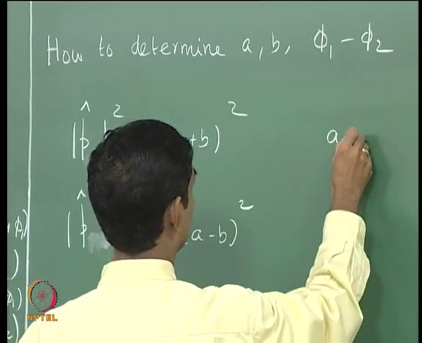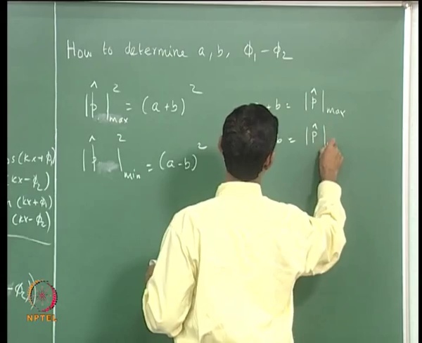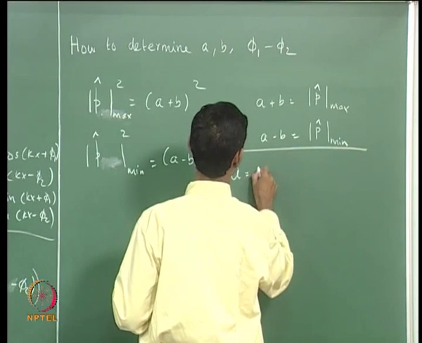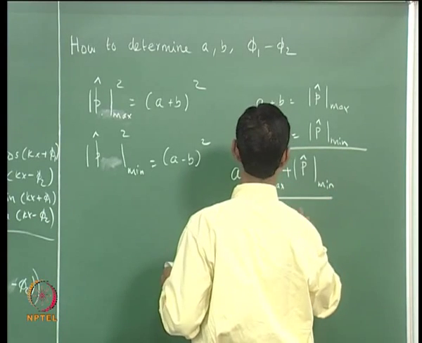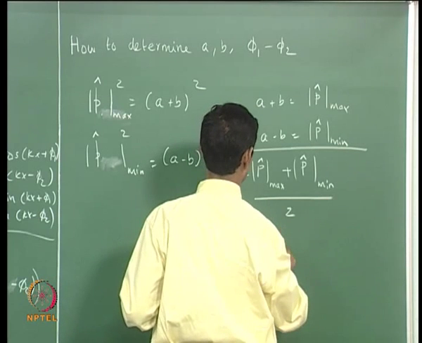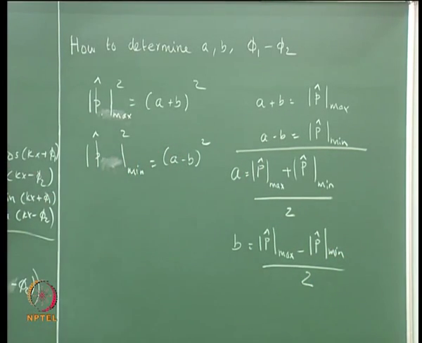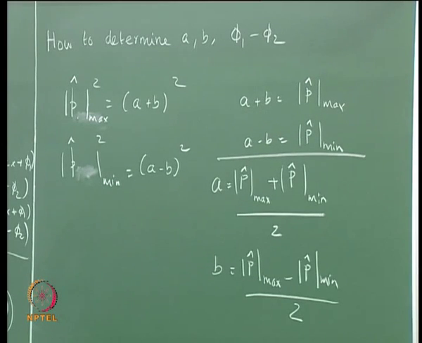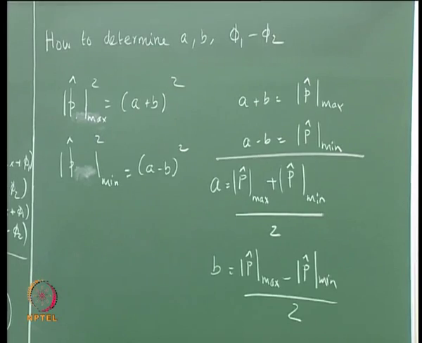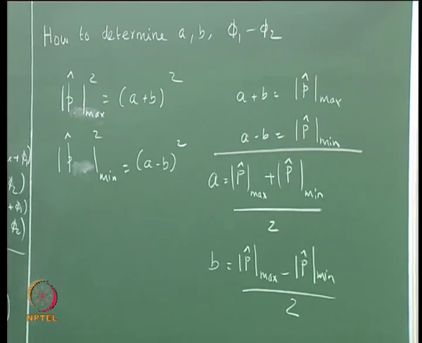So we can say A plus B equal to P hat max and A minus B equal to P hat min, which should give A equal to (P hat amplitude max plus P hat amplitude min) over 2, B equal to P hat max minus P hat min over 2. So now we have determined A and B.